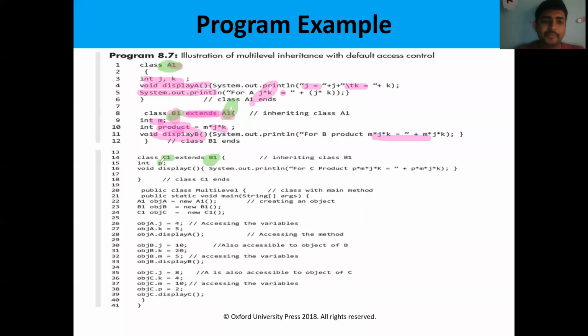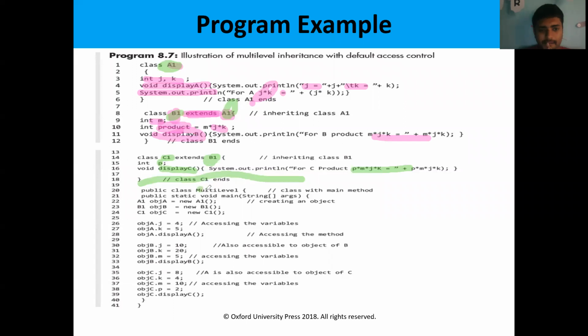Next, he is creating some variable P. He is displaying the method and printing the multiplication P into M into J into K. So this is all about classes. Three classes he has defined: A1, B1, C1. C1 inherits the properties of B1, and B1 inherits the properties of A1.